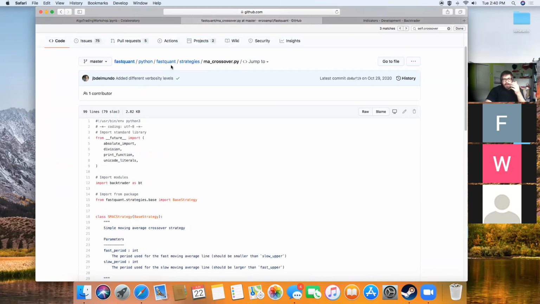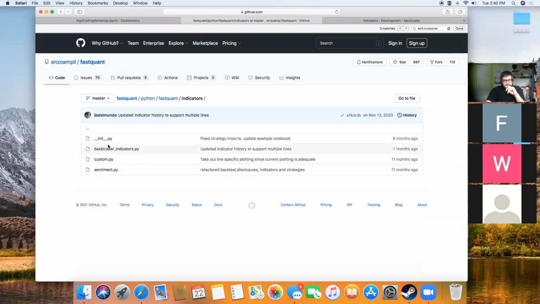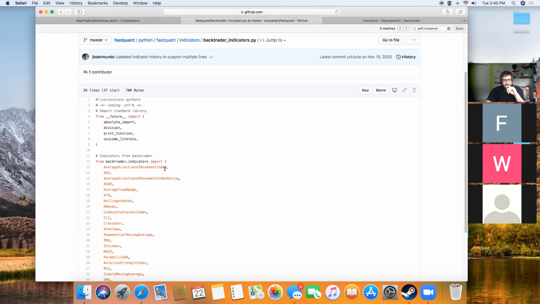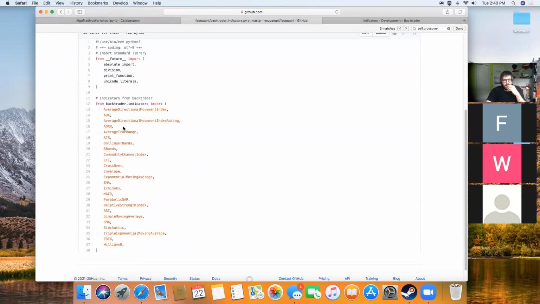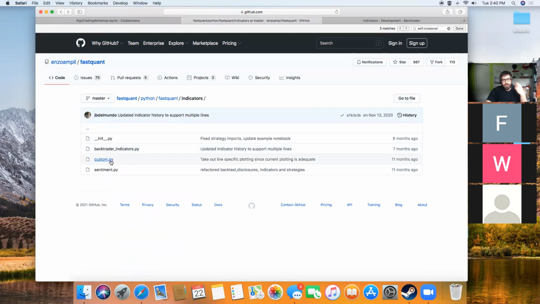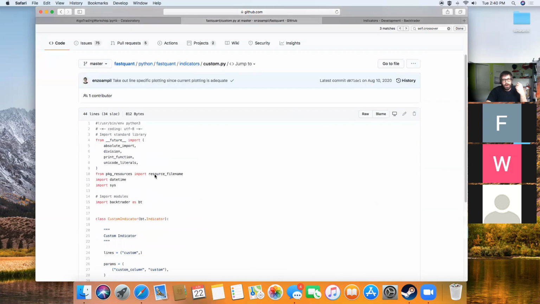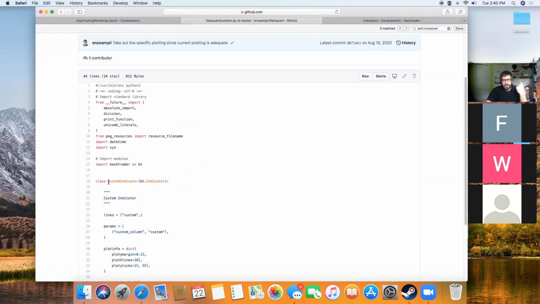There are multiple indicators that you can use in this. So here you have a list of indicators implemented or imported from the Backtrader library, all of these. And you can easily implement your own indicator if you want by inheriting from this custom indicator class.